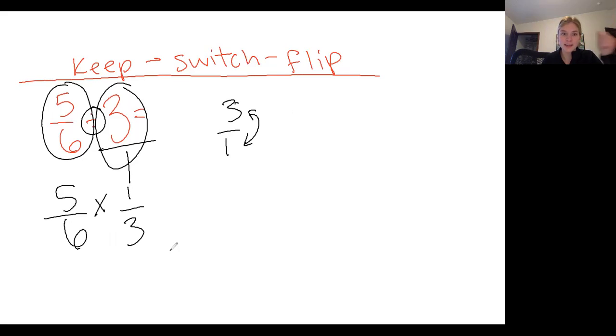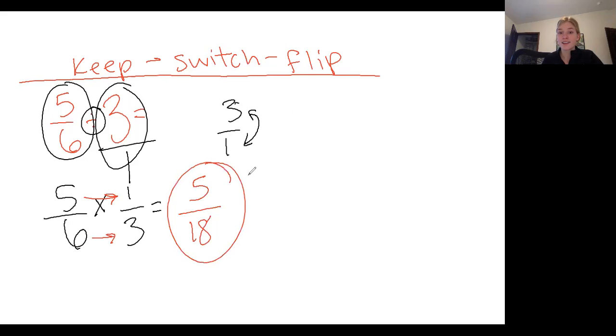All right. So we can go ahead and solve this problem by just multiplying across now. So 5 times 1 is 5, and 6 times 3 is 18. All right. That's our answer. We can't simplify this fraction anymore because only 1 and 5 are the factors of 5. So I know that 5 doesn't go into 18, so we are done.